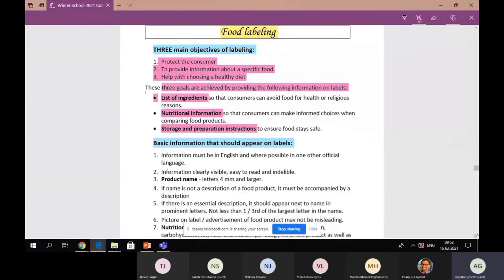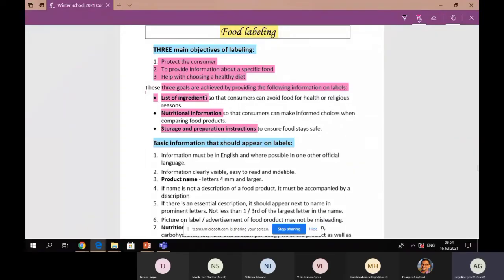So now we get on to food labeling, okay? So it is important to know the three main objectives of food labeling, which is there to protect the consumer. It's to provide the information about a specific food. It's to help them with choosing a healthy diet. So how do we achieve these three goals?